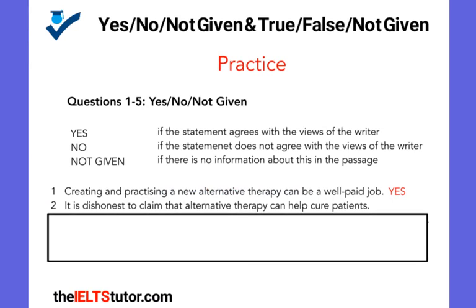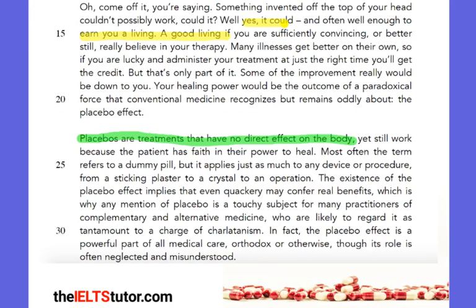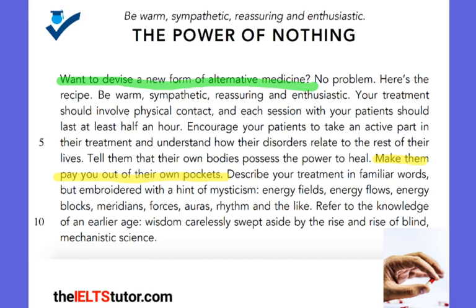Okay, let's take a look at the second statement. It is dishonest to claim that alternative therapy can help cure patients. It is dishonest to claim that alternative therapy can help cure patients. Yes or no, or not given. Can it help cure patients? Let's look at section A again. Can alternative therapists help cure patients?